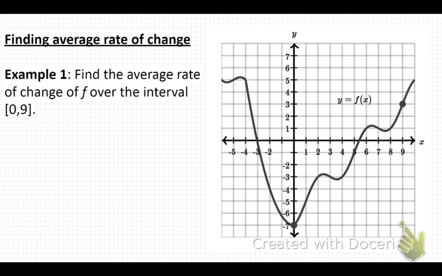It says find the average rate of change, again, so find the slope again, of f. And then it says over the interval 0, 9. That is not a coordinate pair. It says over the interval, which means that's my first x and my second x value. Okay? That's not a coordinate pair. That's not a point. That just means x is 0 and x is 9.